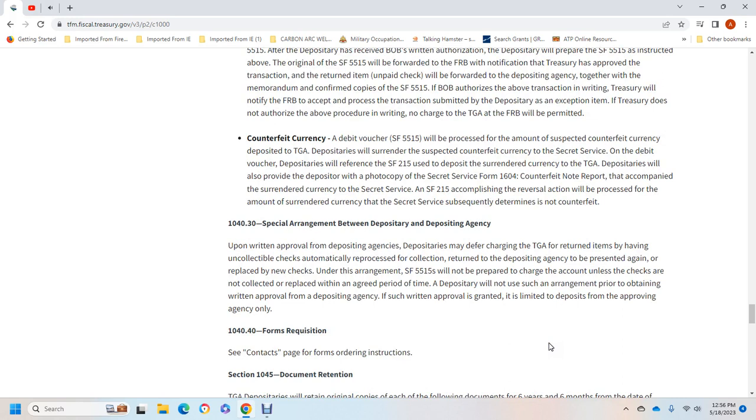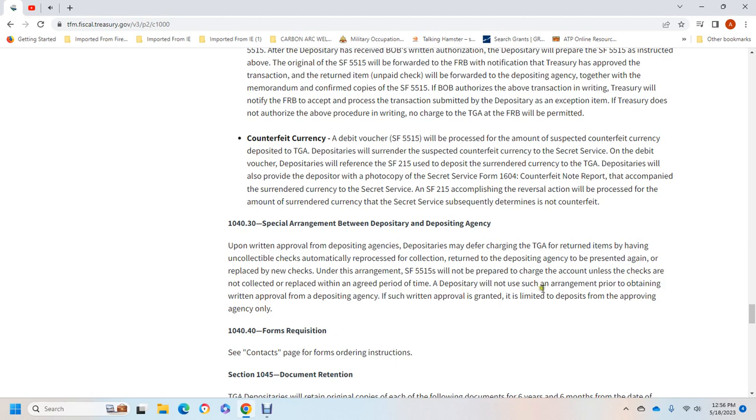Or 104030, special arrangement and depository agency. Upon written approval of the deposit, any depositor may refer to the Treasury General Account return items having uncollectible automatic process collection, return the deposit agency, presented again and replace the new checks, and end of this arrangement. Standard Form 5515 will not be prepared to charge the account unless the checks are not collected or replaced within an agreed period of time.